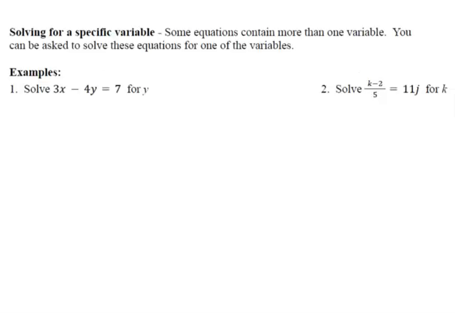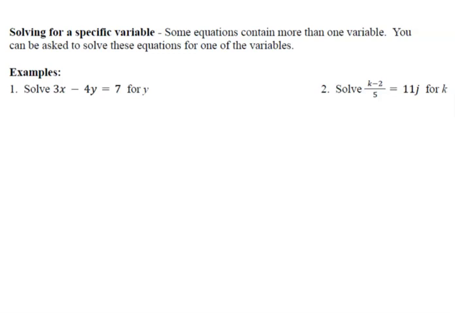However, instead of having a bunch of numbers to work with and only one letter, we're going to have lots of letters to work with. And so we're not going to get a specific answer like x equals 5. Really, it's all about rearranging what we have to get one very specific letter by itself. So if we look at page 17, it says solving for a specific variable. Some equations contain more than one variable. You can be asked to solve these equations for one of the variables.